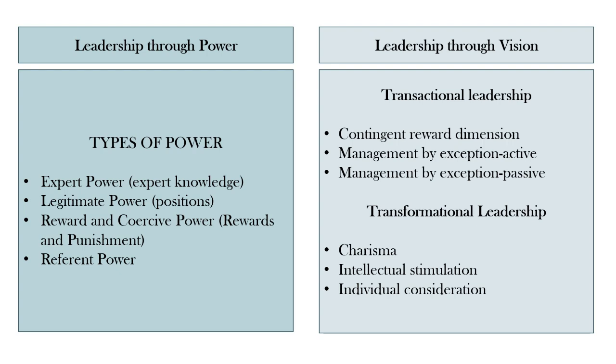Okay, we have three dimensions of transactional leadership. The contingent reward dimension refers to leaders who reward followers for engaging in desired activity. Management by exception active refers to leaders who are actively monitoring the performance and take corrective actions when needed. Management by exception passive refers to leaders who do not actively monitor follower behavior and who take corrective action only when problems are serious.